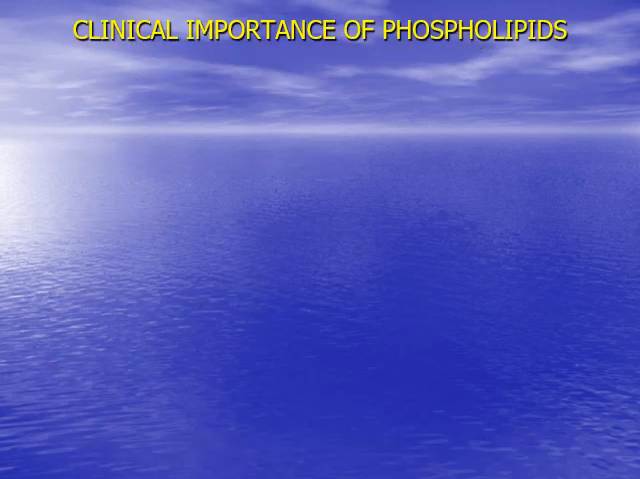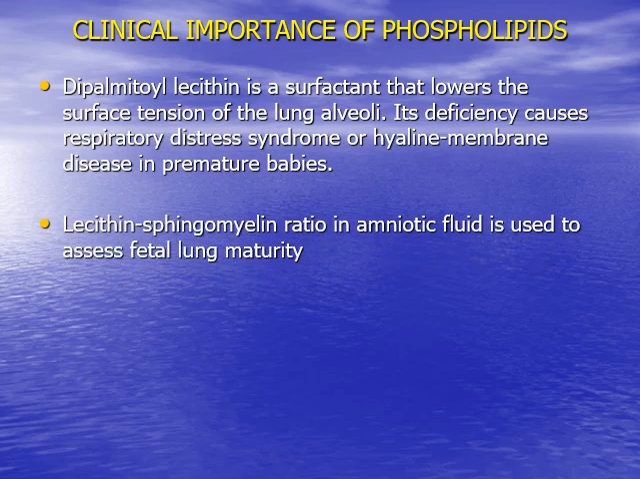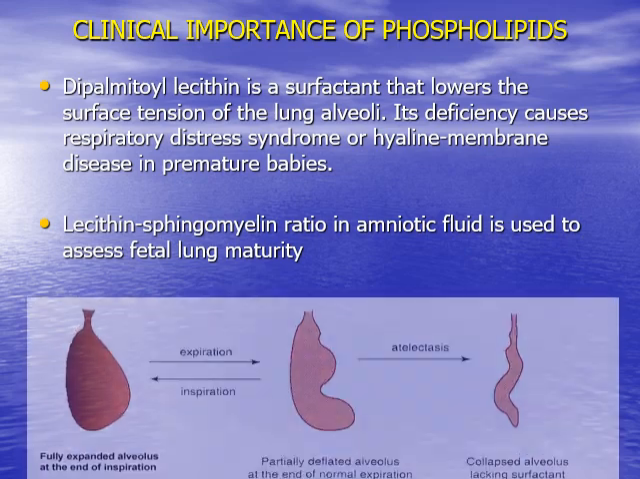Clinical importance of phospholipids. Dipalmitoyl lecithin is a surfactant that lowers the surface tension of the lung alveoli, which prevents its collapse. Its deficiency causes respiratory distress syndrome or hyaline membrane disease in premature babies. Lecithin sphingomyelin ratio or L/S ratio in amniotic fluid is used to assess the fetal lung maturity. The normal value of L/S ratio is 2 to 2.5. If it is less than 2, the lung is said to be immature.